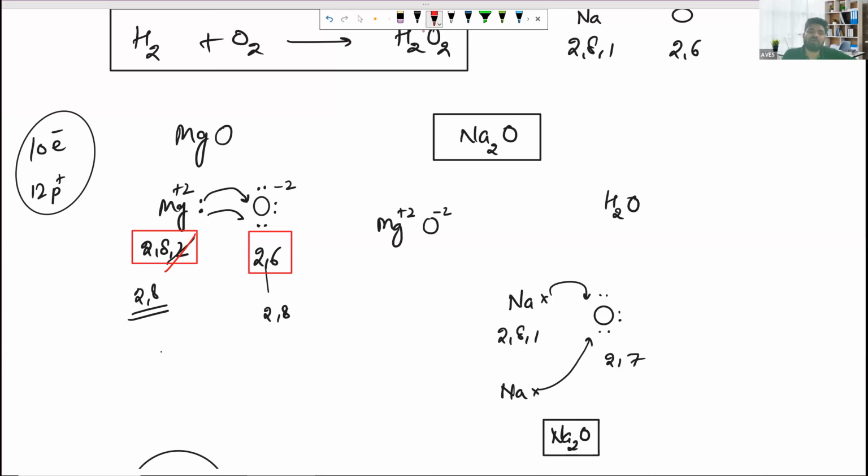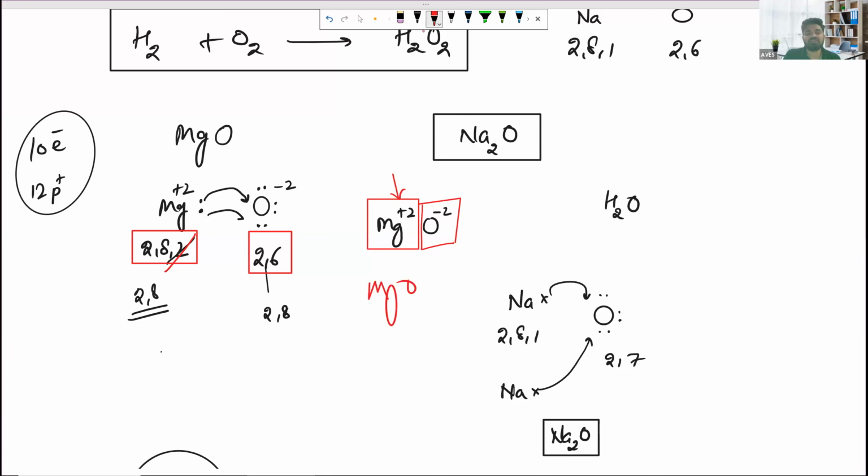So magnesium will give both its outermost 2 electrons to the oxygen permanently. After losing 2 electrons, the magnesium will become Mg2 positive, and oxygen, since it gained the 2 electrons, will become O minus 2. The species that gains electrons acquires a negative charge, and the species that loses electrons acquires a positive charge. The formula for magnesium oxide will be MgO.